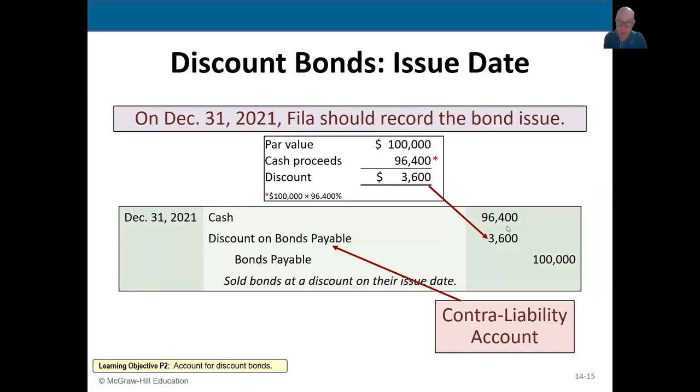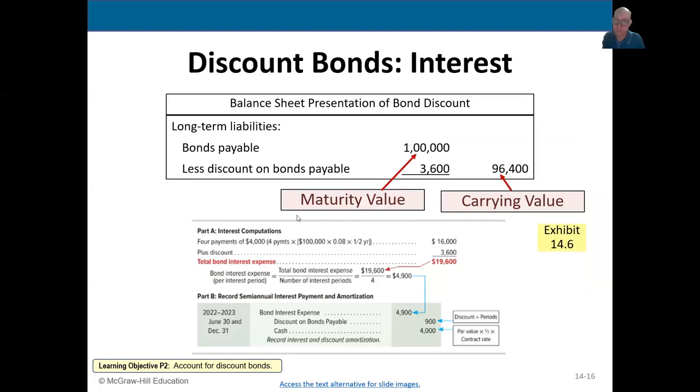So here we have company receiving the $96,400 discounted. Right? Par value is 100. Company actually received 96.4 because 100 times 96.4% is 96.4. That's a discount of $3,600. The company debit cash, 96.4. Debit discount on bonds payable, $3,600. And credit bonds payable, $100,000. Sorry about that, it's a typo on the slide. Bonds payable minus discount, 96.4, is what we call the carrying value.